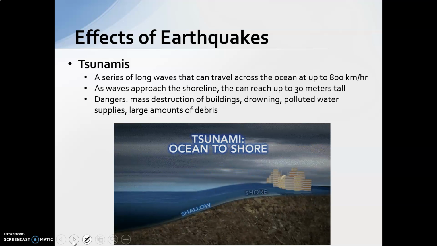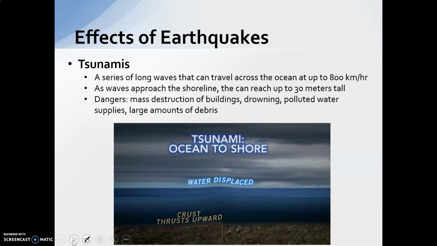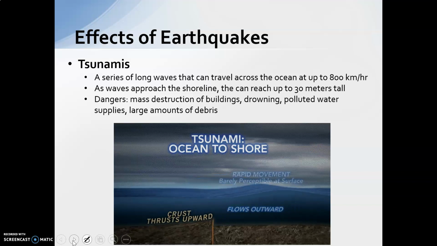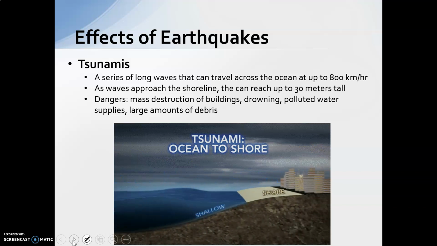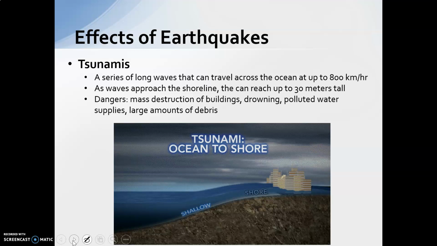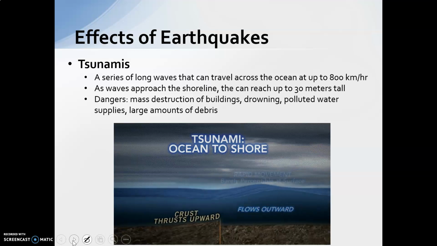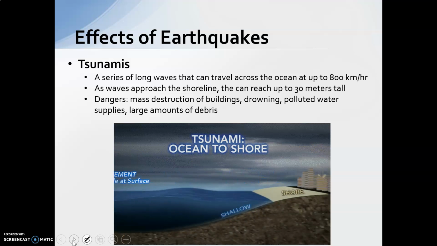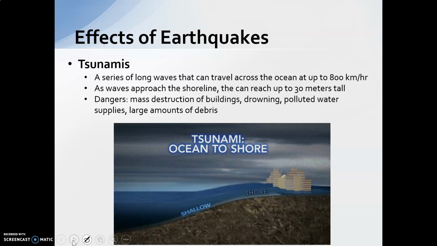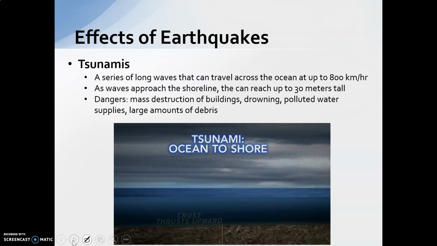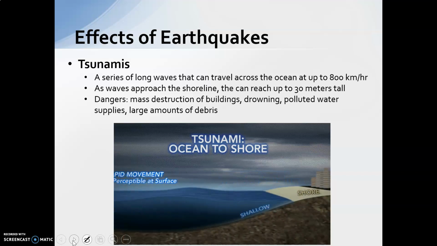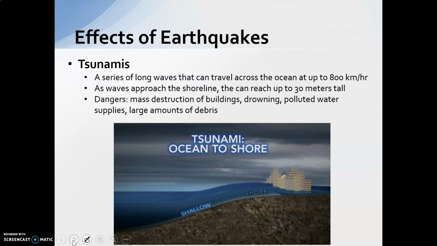When this water piles up, it's going to force itself onto the shore, and with that comes a lot of dangerous opportunities. It can destroy buildings, it can cause people to drown, it can pollute the water, and it will create large amounts of debris with whatever was on the surface that's now being washed ashore. If you live in an area where tsunamis can happen, you would probably have a tsunami warning system. When that warning system sounds a siren, you would know to get to higher ground.